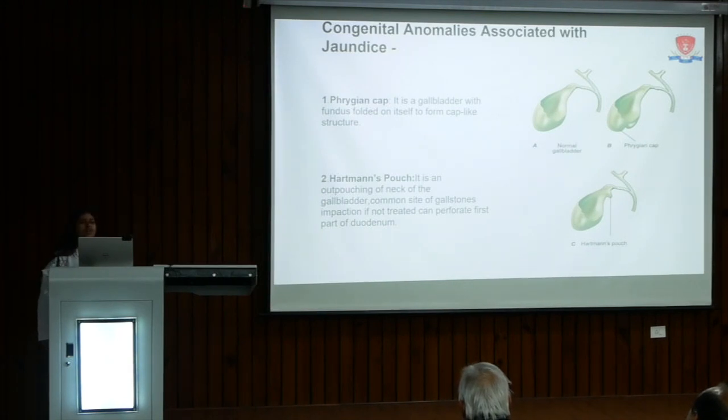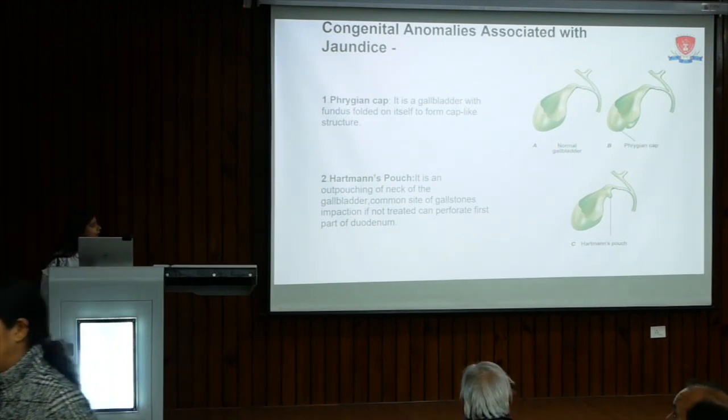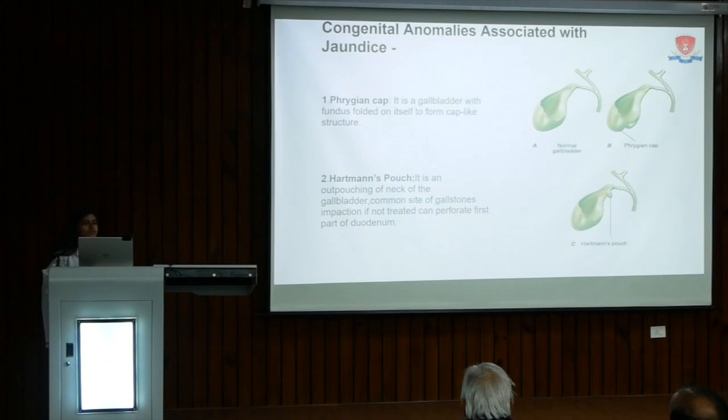Coming on to some congenital anomalies associated with jaundice of the hepatobiliary system. First is the Phrygian cap. It is a gallbladder with the fundus folded on itself to form a cap-like structure. Second is Hartmann's pouch, which is an outpouching of the mucosa of the neck of the gallbladder, and it is a common site of gallstone impaction, and if this condition is not treated, it can perforate the first part of the duodenum.